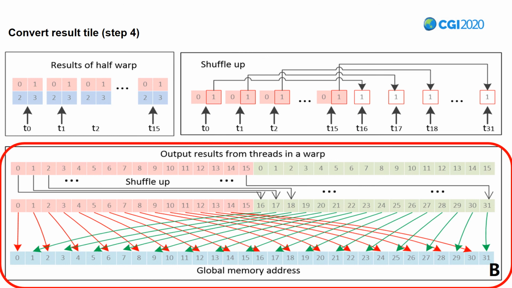This figure focuses on outputting results calculated by the first half warp threads. This figure only shows one instruction for the first line of read results. These half warp threads produce 2 by 32 results, which need 2 shuffle up instructions to output these results by leveraging the second half warp threads.